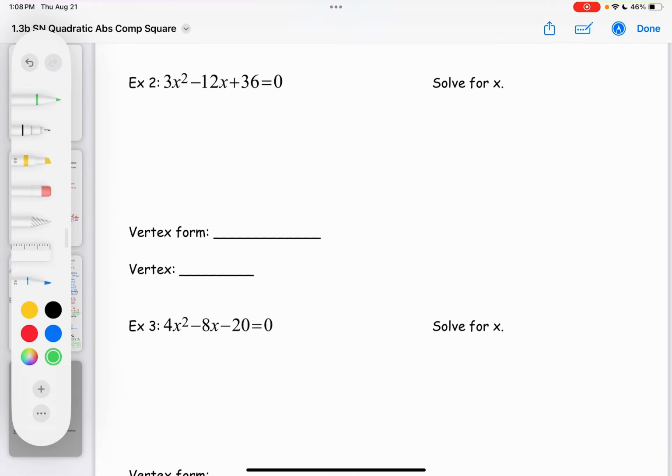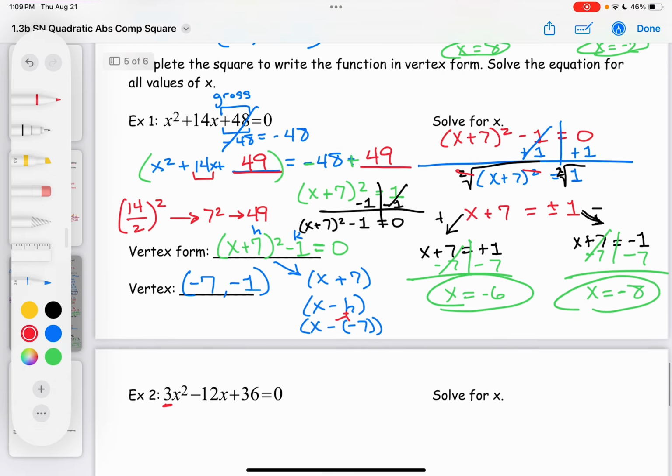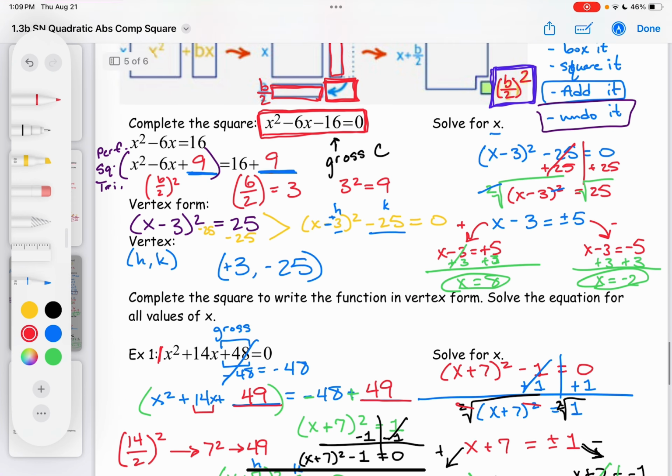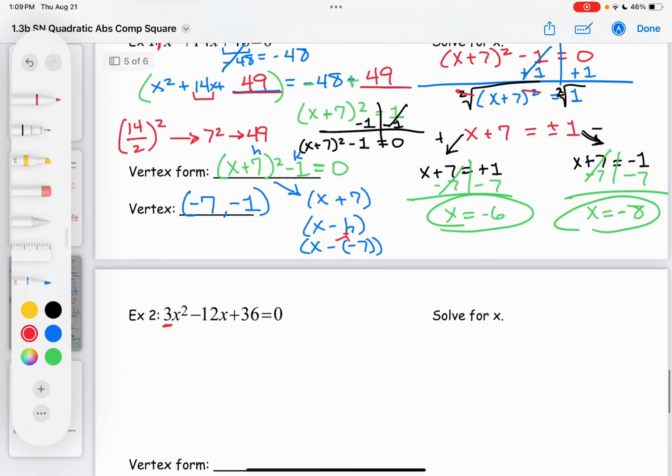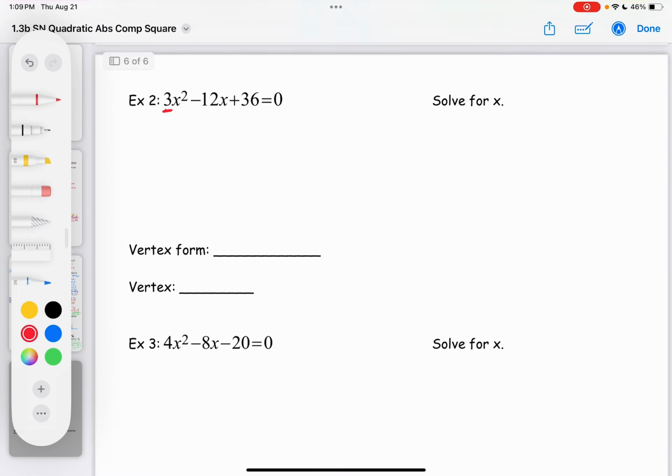So, example 2 here is very similar to what we've been doing. The only difference is now there's a coefficient in front of the a. If you look, there wasn't one in front of the a here, it was just a 1, and there wasn't any number here, it was just a 1. So now we're dealing with a coefficient, which isn't going to change much. We're just going to factor it out when we get to the factoring, or right before the factoring step.